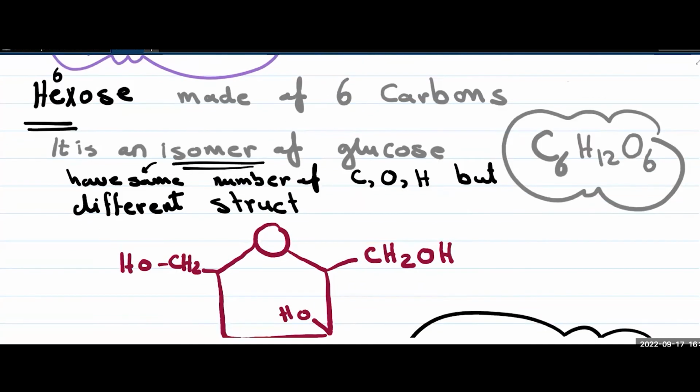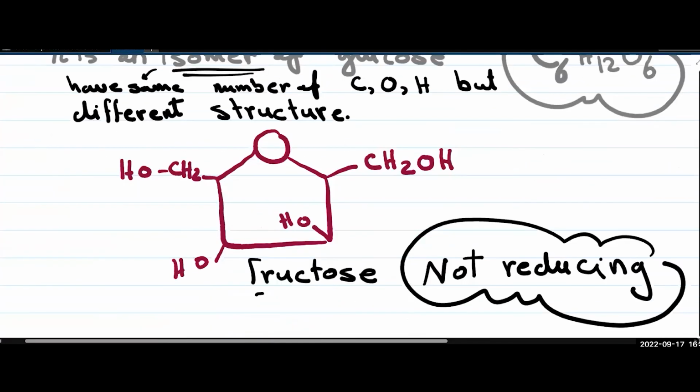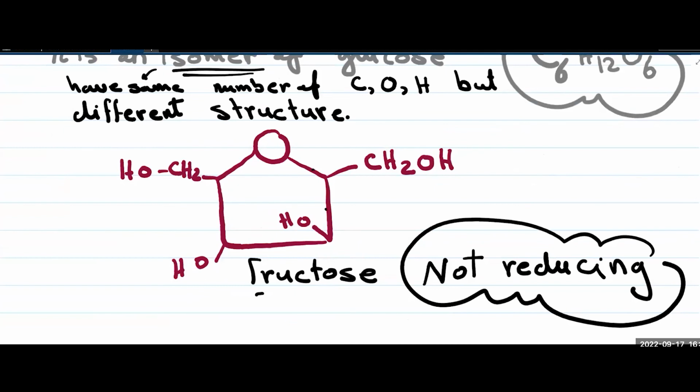How come? Let's look at the structure of fructose. First of all, it's a pentagonal ring, not a hexagon. 1, 2, 3, 4, 5 in the ring, and the same oxygen in the ring, right? Carbon number 1, carbon number 2, 3, 4, 5, 6. Carbon number 2 and carbon number 5 have two arms, CH2OH and CH2OH.